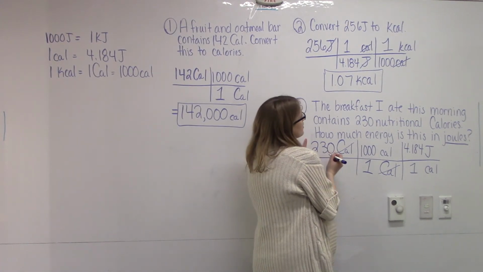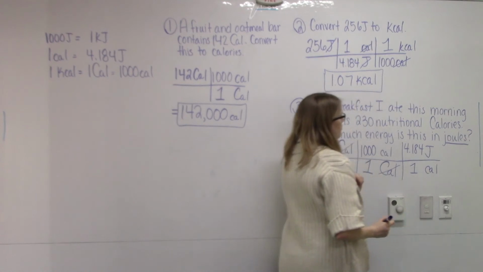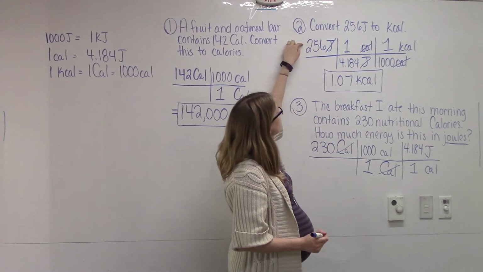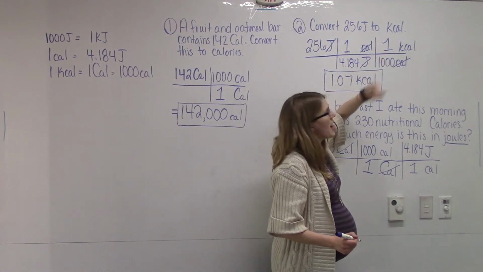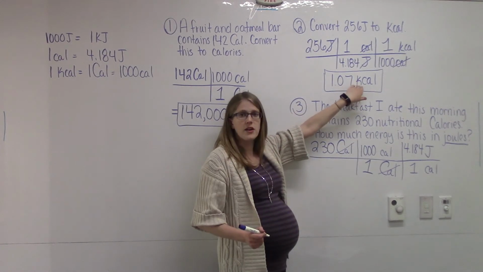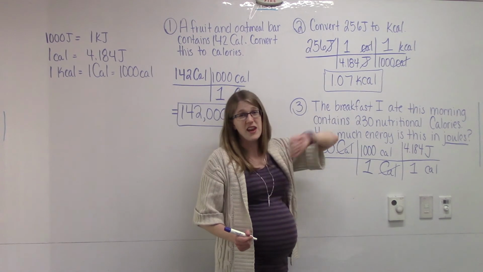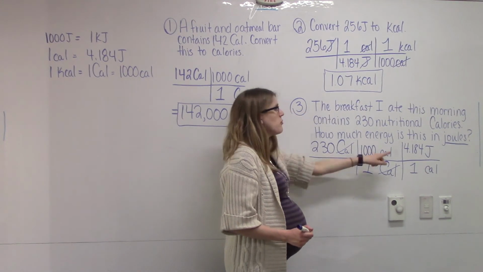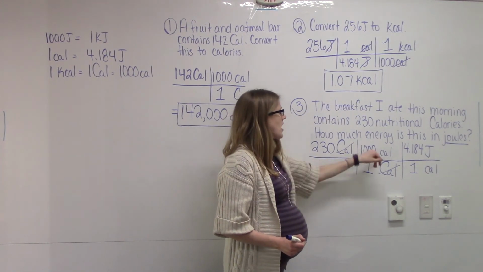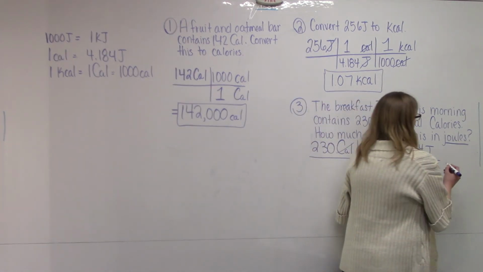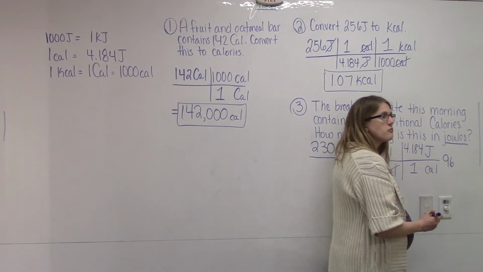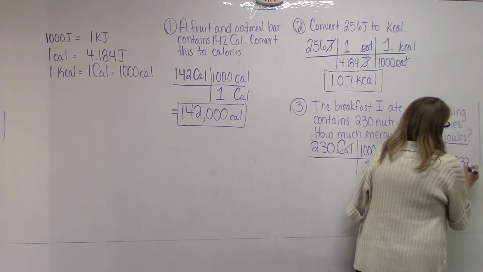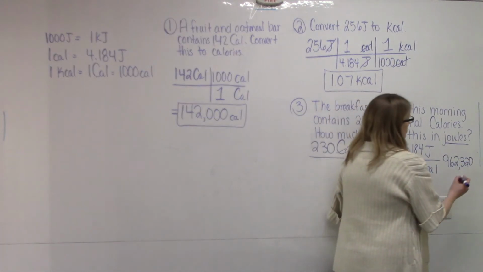So 230 times 1,000 times 4.184. Remember, when it's on top, we multiply. If it's on the bottom, we divide. So here I did 256 divided by 4.184 divided by 1,000. Do make sure that you put this in your calculator. You make sure you get the same answer I did, because I don't want anyone to lose their points because they don't know how to put it in their calculator. So make sure you practice with that. This one we're going to multiply across. 230 times 1,000 times 4.184, and we get 962,320. And we need a unit there, which would be joules.